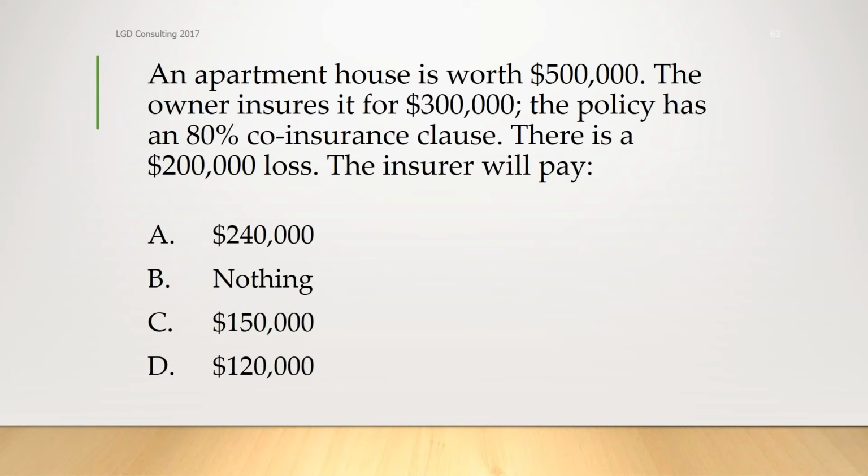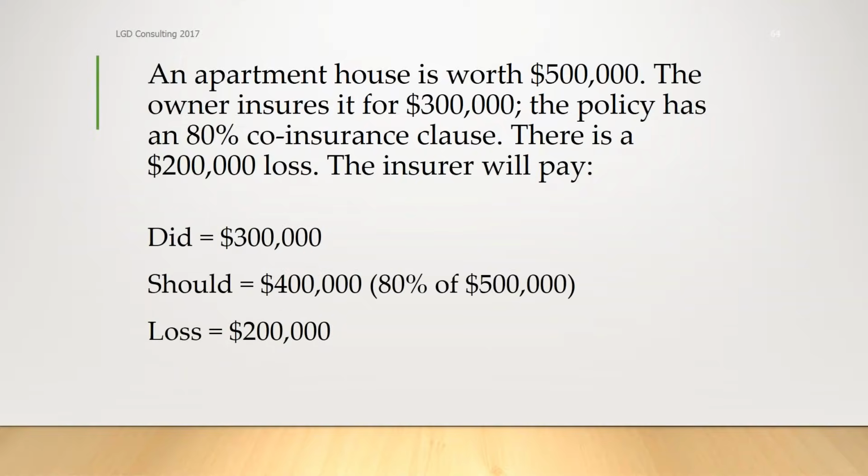So here's a question. We have an apartment house worth $500,000. The owner insures it for $300,000. The policy has an 80% coinsurance clause, and there's a $200,000 loss. The insurer will pay, and if you're not sure, real simple, let's just plug in the formula. The amount of insurance they did have is $300,000 because that's what they bought. The amount of insurance they should have, well, that's $400,000. Since the company says there's an 80% coinsurance, you should carry at least 80% of the value of the building.